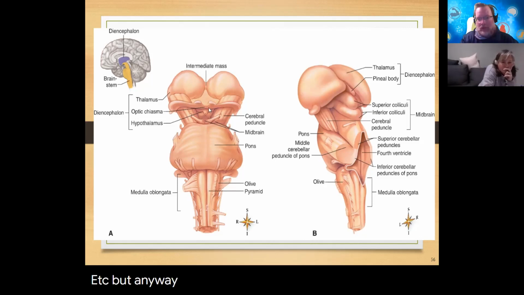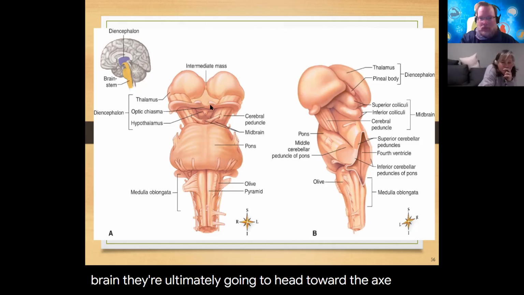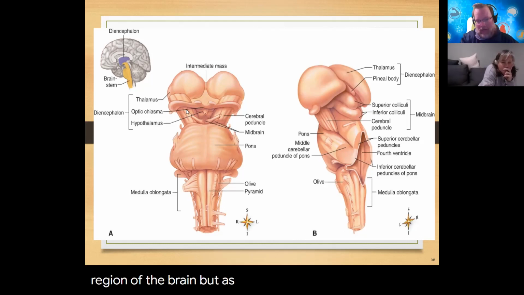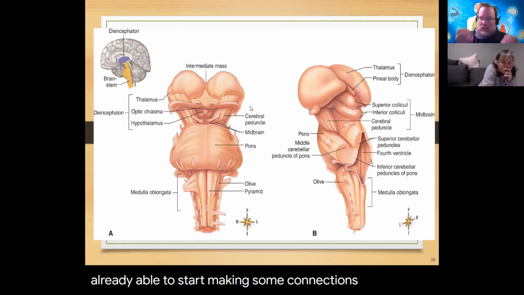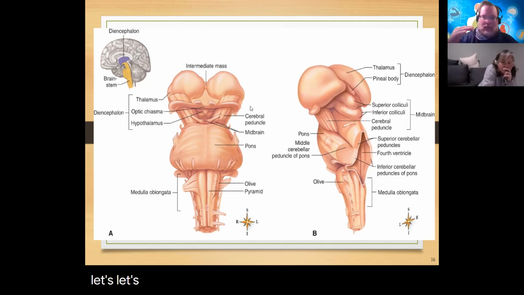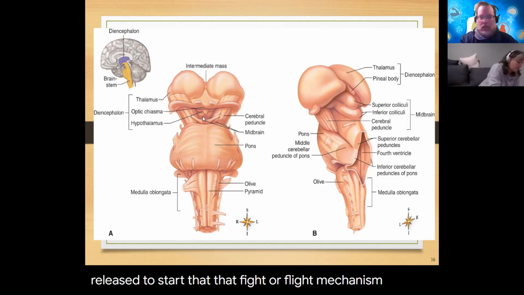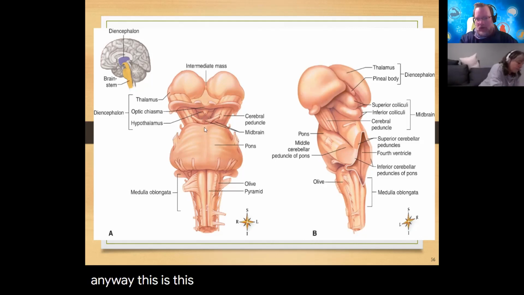But anyway, as visuals are coming into the brain, they're ultimately going to head toward the occipital region of the brain. But as they pass through here, we're already able to start making some connections that, all right, let's get this cascade of sympathetic hormones released to start that fight or flight mechanism. So anyway, this area of the brain, again, is considered to be very primordial, very primitive.